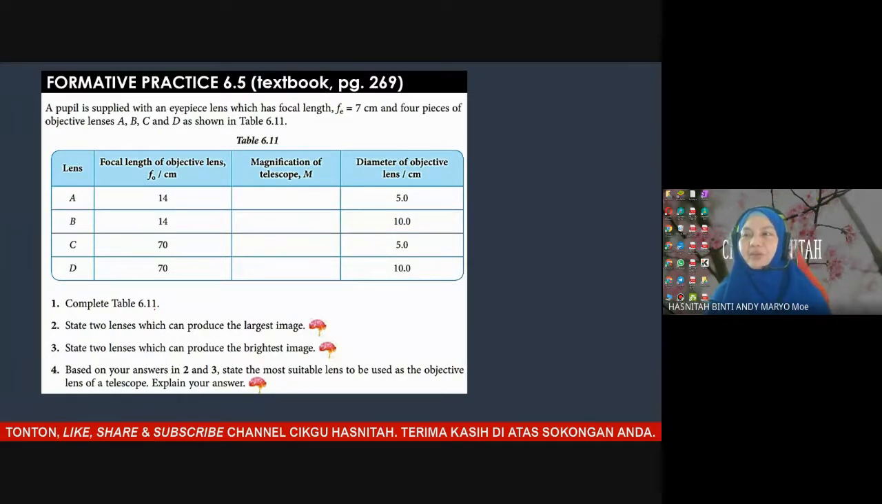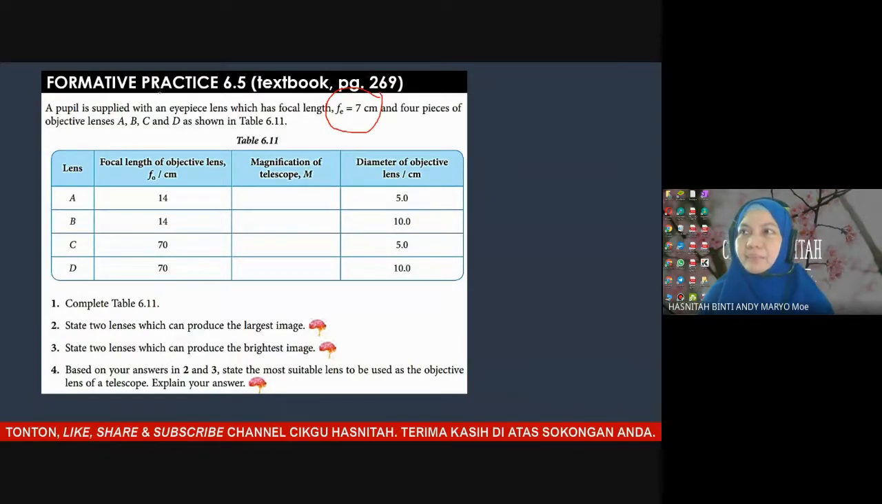Can you help me to figure out this question? Okay, help me to complete the magnification for telescope, student. They give you focal length and the diameter of the objective lens, and up here they give you the focal length of the eyepiece, 7 cm.